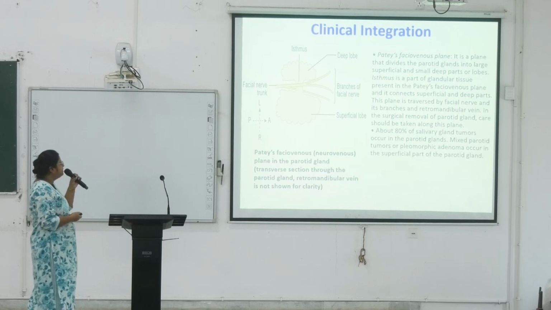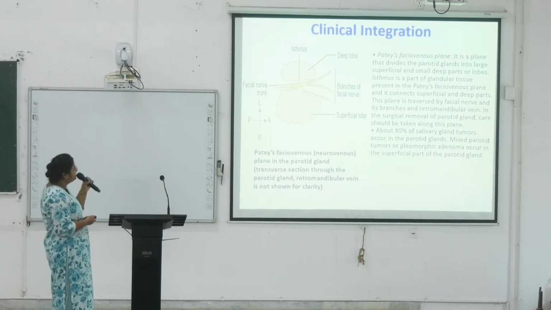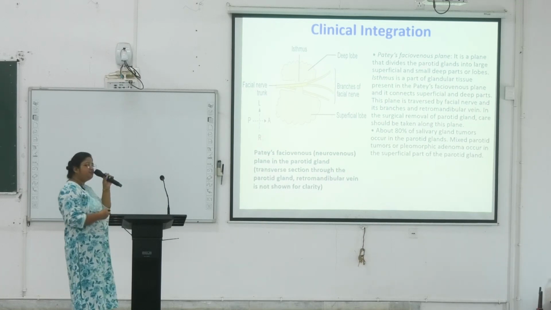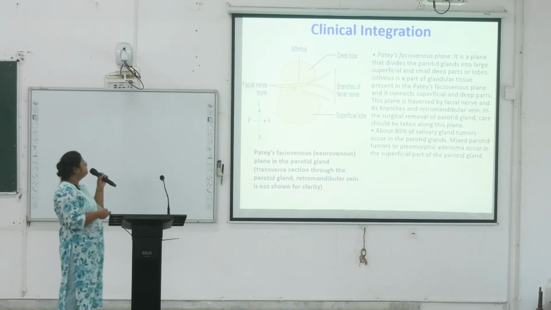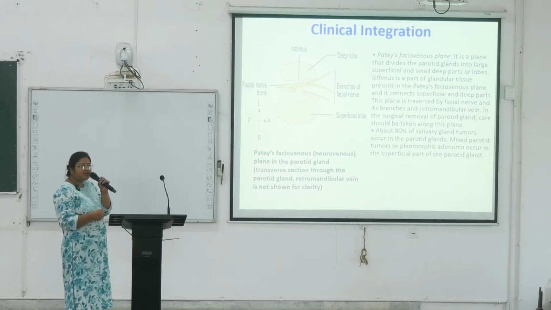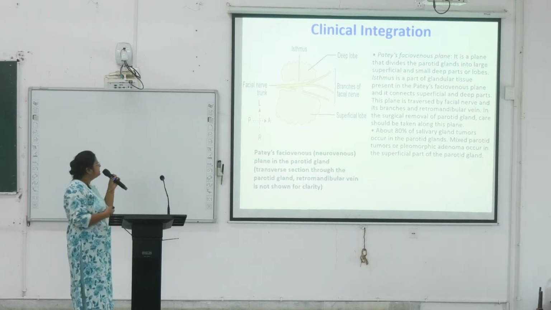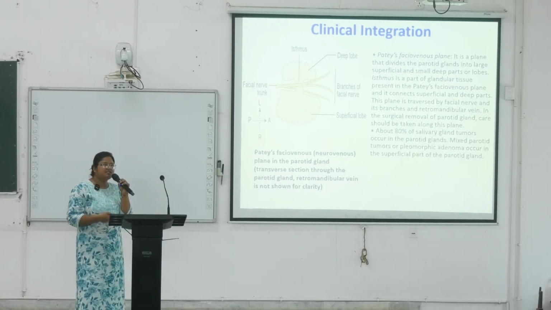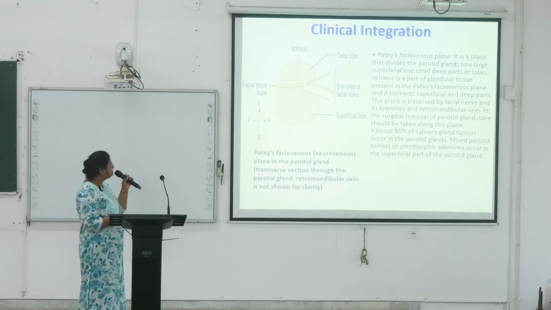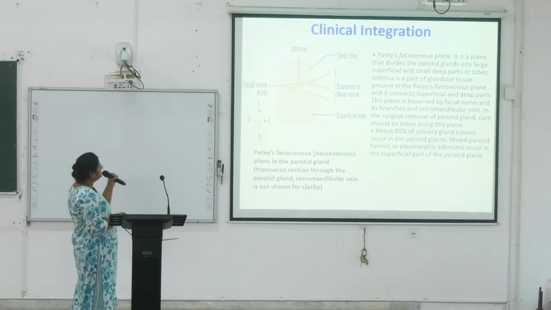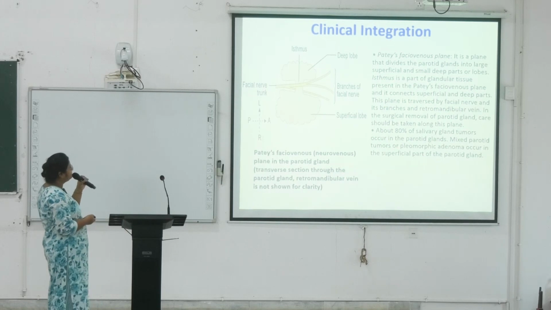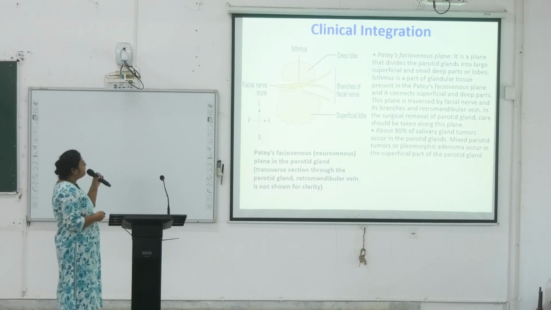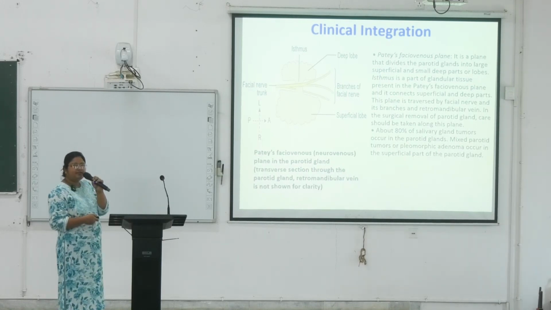In surgical removal of the parotid gland, care should be taken along this plane. You have to be careful because there is a high chance of injury to this nerve and the vein, and if there is injury, there will be heavy bleeding, or paralysis of the facial muscles if the facial nerve is injured. About 80% of salivary gland tumors occur in the parotid gland, and mixed parotid tumor or pleomorphic adenoma occurs in the superficial part of the parotid gland.